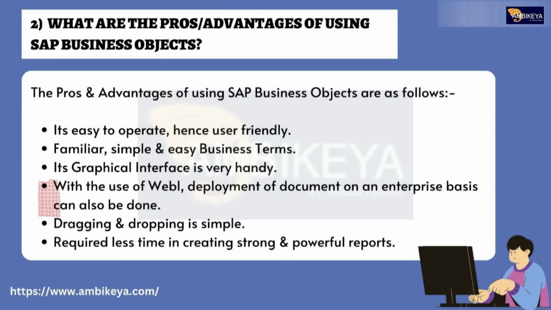Question number 2. What are the pros and advantages of using SAP Business Objects? The pros and advantages are as follows. It's easy to operate, hence user-friendly. Familiar, simple and easy business terms. Its graphical interface is very handy. With the use of WebI, deployment of documents on an enterprise basis can also be done. Dragging and dropping is simple. It requires less time in creating strong and powerful reports.